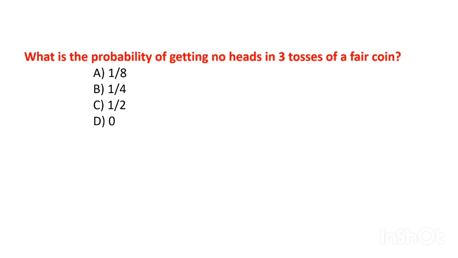What is the probability of getting no heads in 3 tosses of a fair coin? The outcome where no heads occur is TTT, which is only 1 out of 8 possible outcomes. The correct answer is option A.